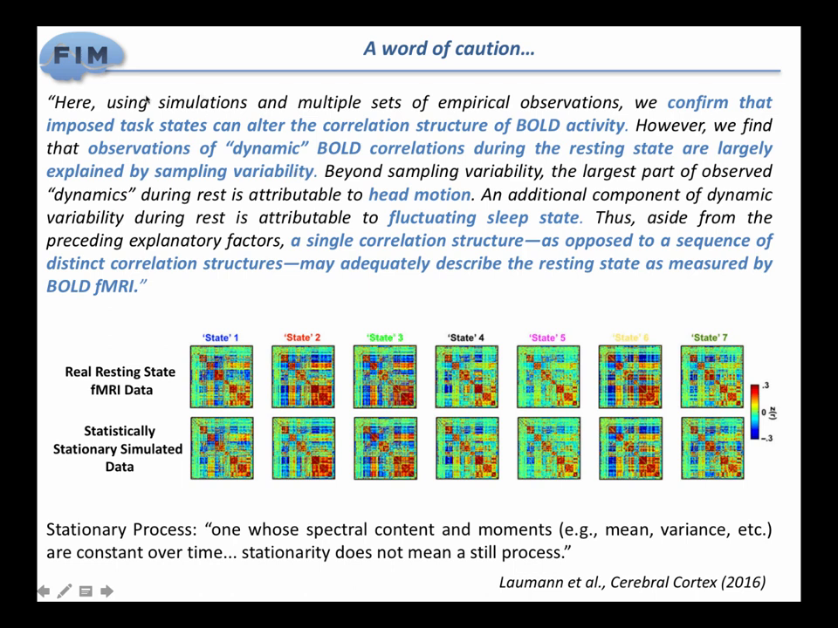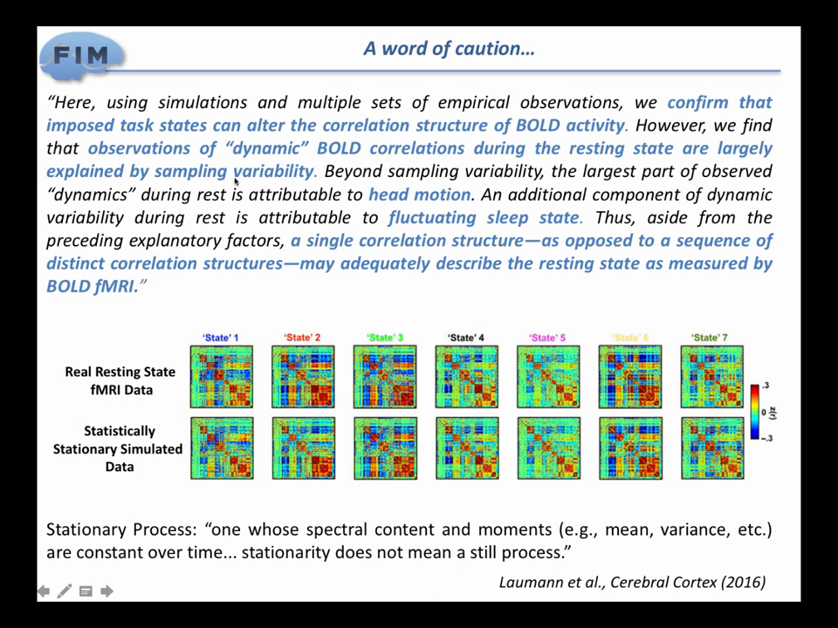So in their abstract, they very clearly say that by using simulations and different sets of fMRI data, they can confirm that imposed tasks can alter the correlation structure of BOLD activity. That were you to have your subjects doing different things, similar to what we did or similar to what Thompson did, you could expect that there will be dynamic changes in connectivity. But that they find that the observation of dynamic BOLD correlations during resting state are largely explained by sampling variability, and I will go into this in a second.